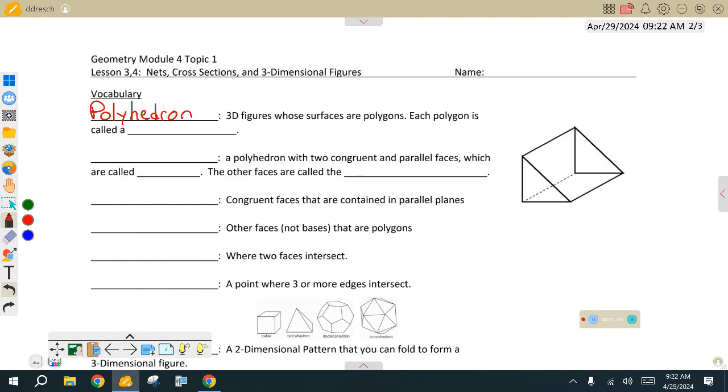All right. Now, from that polyhedron, each polygon that I was going through, each surface, is called a face. Okay. Each polygon there is called a face.